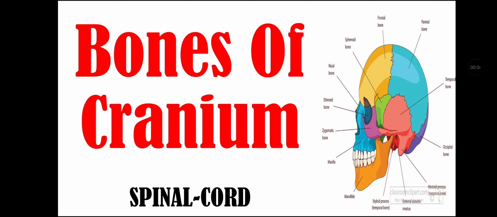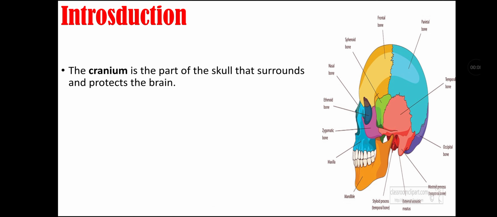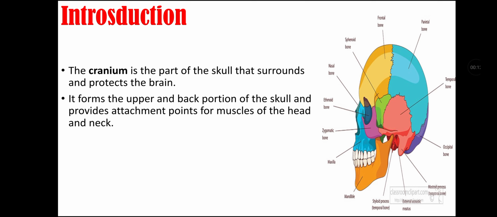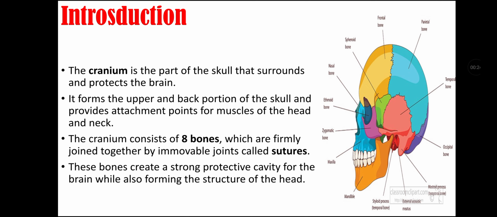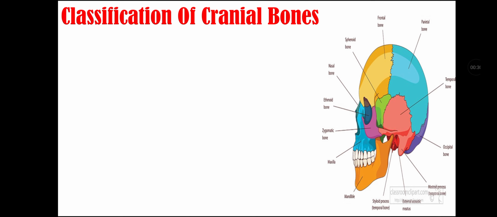Today we are going to talk about bones of cranium. So let's start our topic with introduction. Cranium is part of skull that surrounds and protects the brain. It forms the upper and back portion of skull and provides attachment point for muscles of head and neck. Cranium consists of 8 bones which are firmly joined together by immovable joints that are called sutures. These bones create a strong protective cavity for the brain while also forming the structure of the head.